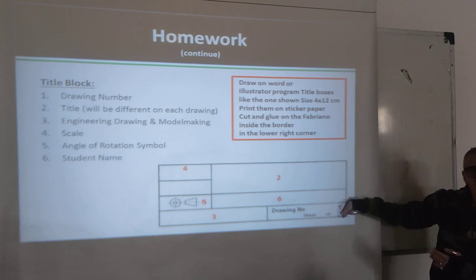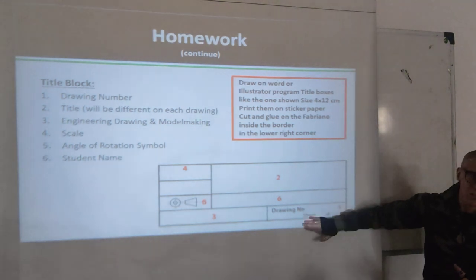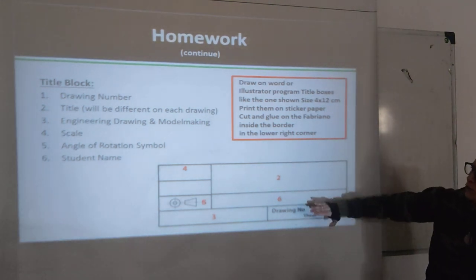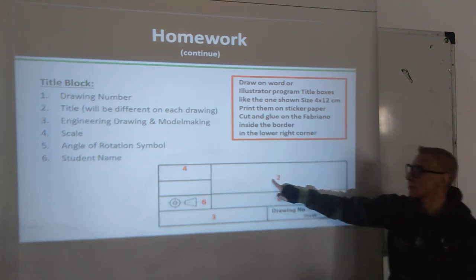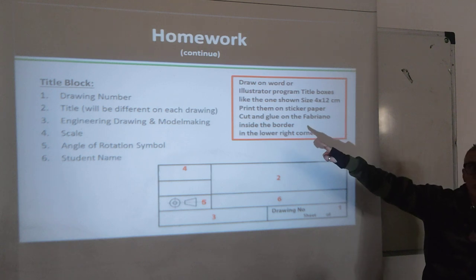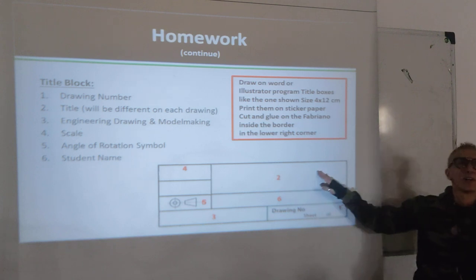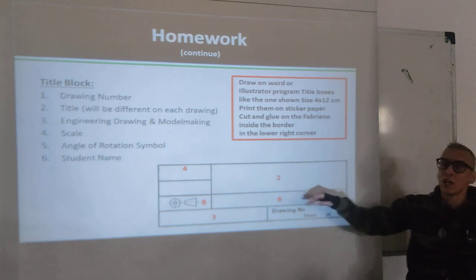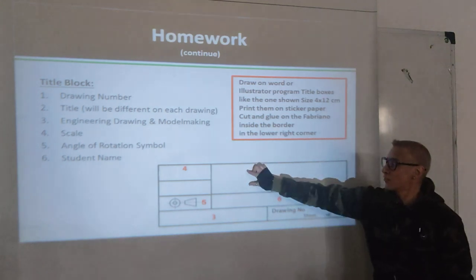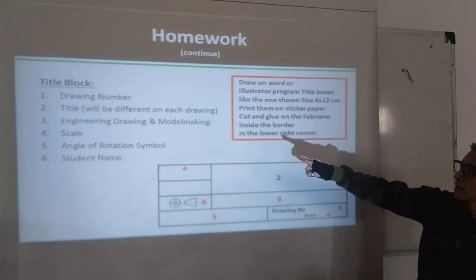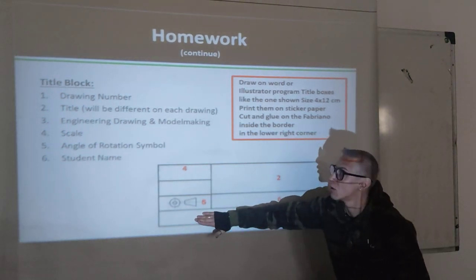Okay? So, sometimes you have other drawings that relate to this. Now, ours will be simple, but you still need to include this, okay? So, drawing number, then number 2 is the title, the title here. It will be different on each drawing. For example, this drawing is an orthographic multi-view drawing. The next one could be exploded view or isometric or whatever, okay? So here's the title. Number 3 is our class name, engineering drawing and model making. Here, okay? You will put it.